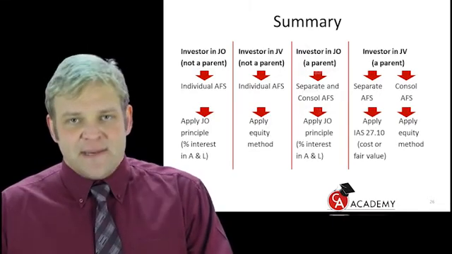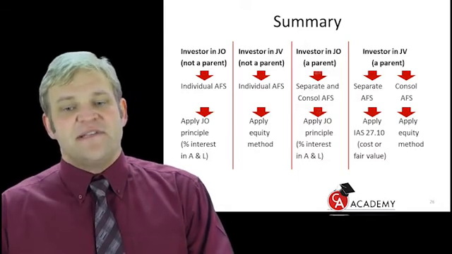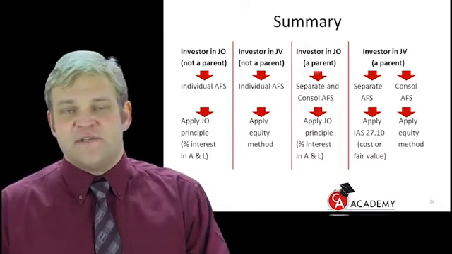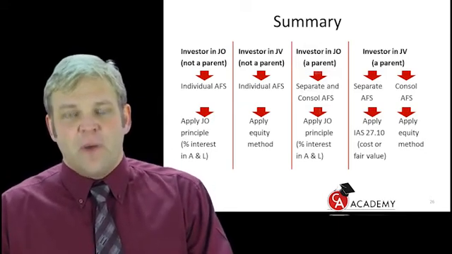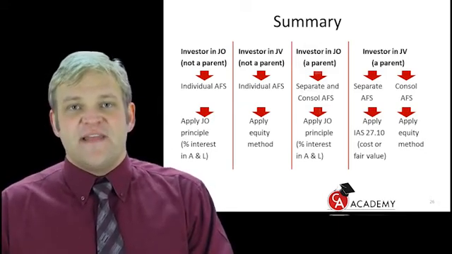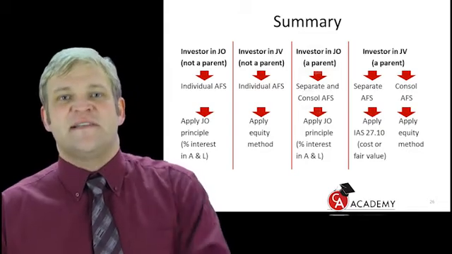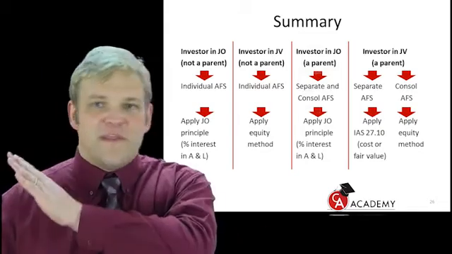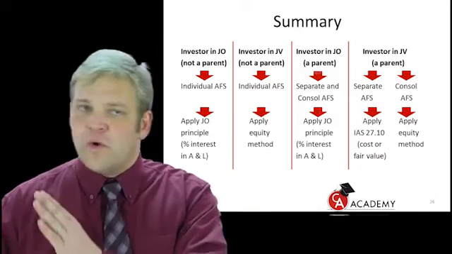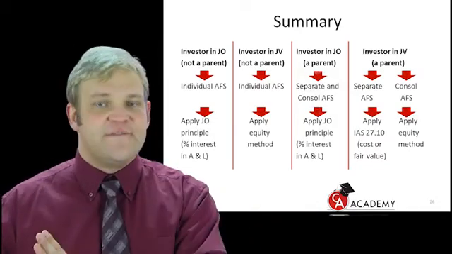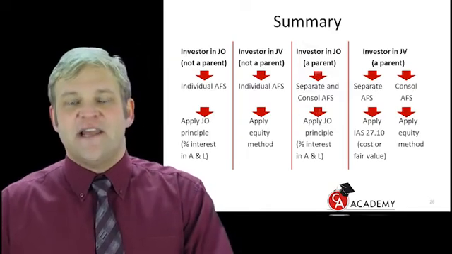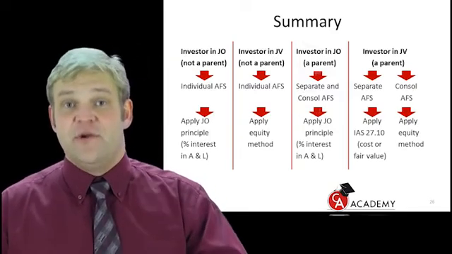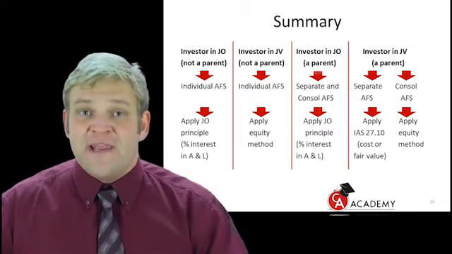All right, so I will apply the normal joint operation principle, my percentage interest in assets and liabilities in my separate financial statements and in my consolidated financial statements. No difference. All right, because I only have a joint operation. So you can see that the accounting of a joint operation is the same throughout. Doesn't matter whether you're a parent or not a parent or in the separate or consolidated financial statements. It's always just your percentage of the assets and liabilities that you have agreed to, that you've got rights to, that you've got obligations for.